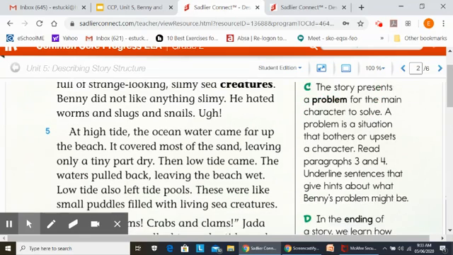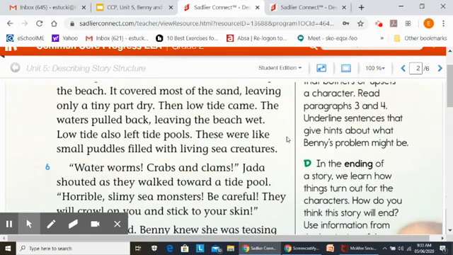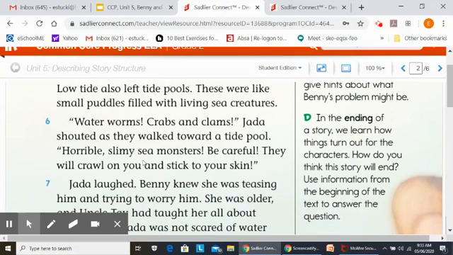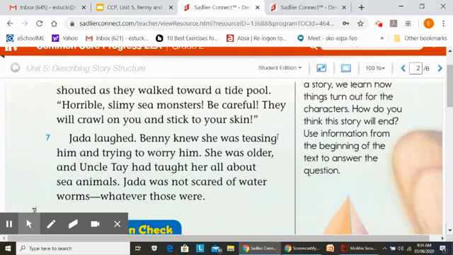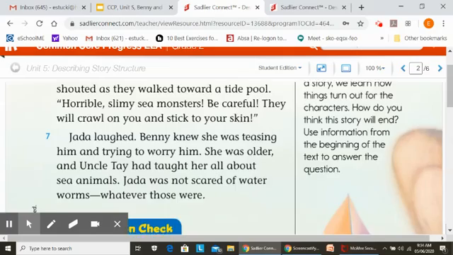They have a look at what's there, and Jada keeps teasing him and laughing at him because he's really not impressed with what he sees. She obviously has no problem with it, and she's probably used to it. Her dad taught her all about sea animals since she was a little girl. Okay.